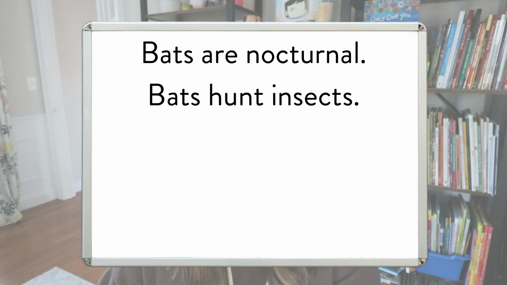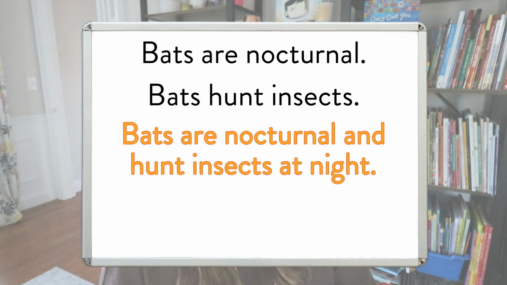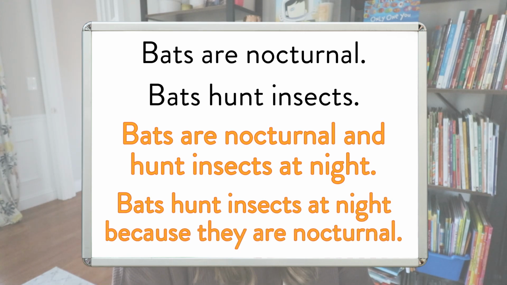And I challenge my students to combine these 2 sentences into one longer, more detailed sentence. Now there are many different ways students can combine these sentences, but they might say, bats are nocturnal and hunt insects at night. Another example your students might come up with is bats hunt insects at night because they are nocturnal. There are many different ways they can combine these sentences.